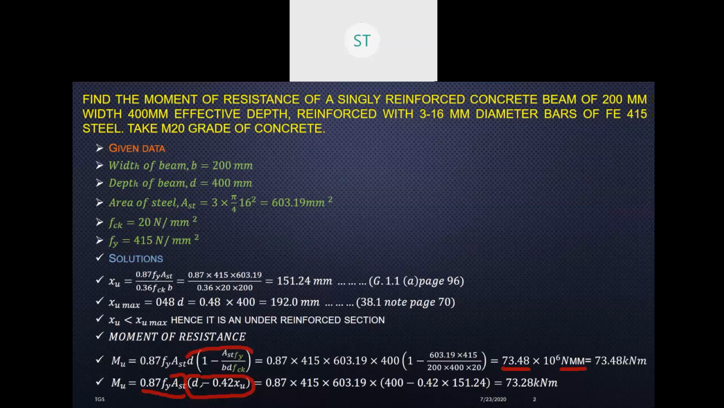And this equation is already derived from this equation. xu is equal to 0.87, G11A, and then we get 0.87 Fy AST into d minus 0.42 xu. Again, substituting this value, we get 73.28 kilonewton meter. This is the first problem. I think you understand this question and answer. Clear. And then we can move to the next problem.